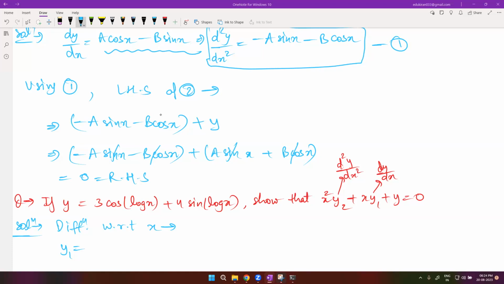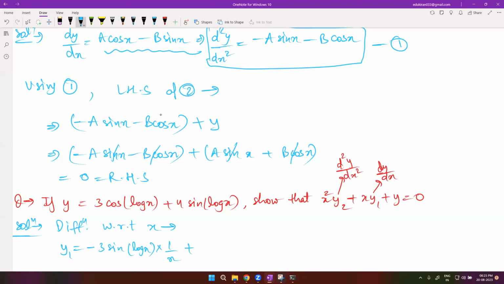Anyone? Second, हाँ, please. 4 cos of log x divided by x minus 3 sin of log x divided by x. हाँ, correct. So first differentiate 3 cos log x. क्या होगा? सबसे पहले cos का करेंगे, -3 sin of log x, right? And then we will move on to log x. Log x will be 1 by x.